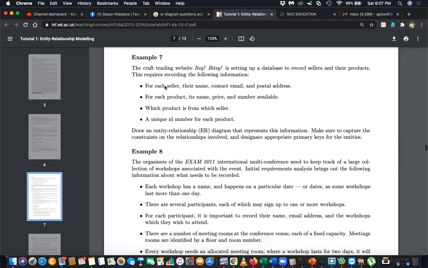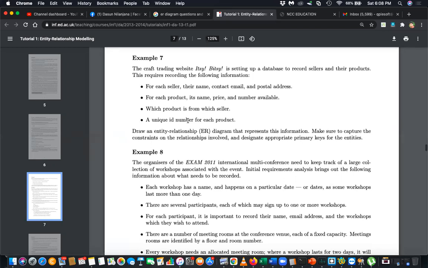The craft trading website, Itsy, is setting up a database to record sellers and their products. This requires recording the following information. We are going to record the following information for each seller: their name, contact email, and postal address. For each product, its name, price, and number available. Which product is from which seller, the product and seller relationship. A unique ID number for each product.